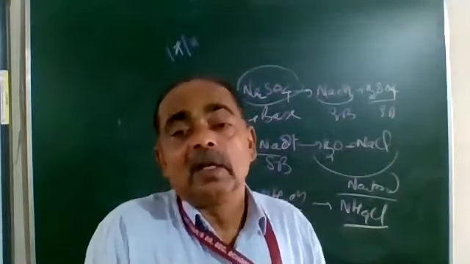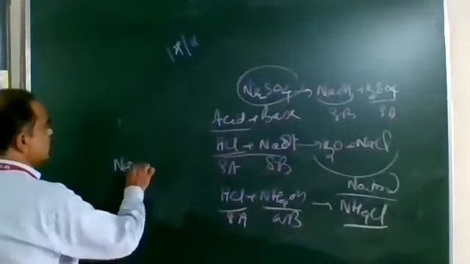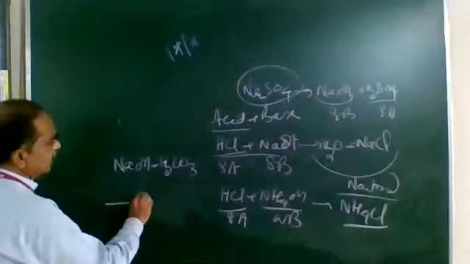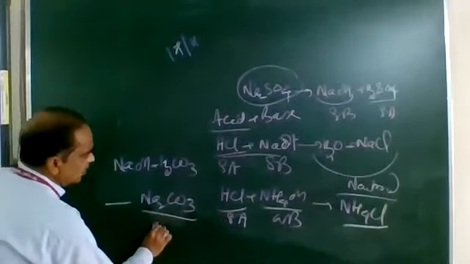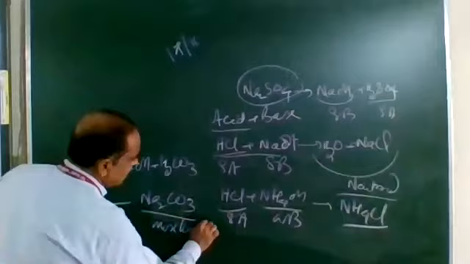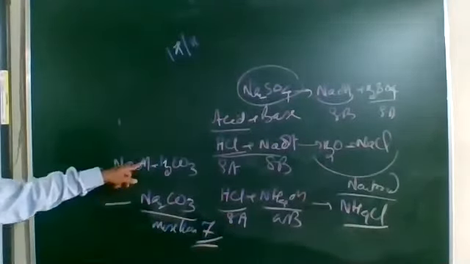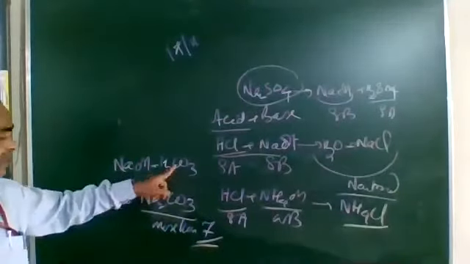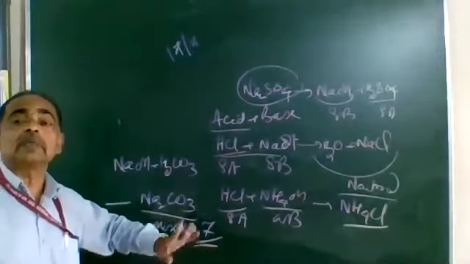Understood clearly? Now strong base and weak acid. So for example, NaOH is a strong base and H2CO3 is a weak acid. So you will be getting Na2CO3, washing soda or baking soda. So its pH will be more than 7, because it is from a strong base and a weak acid. Strong base is NaOH, H2CO3 is a weak acid. Therefore, the product's pH will be more than 7. More than 7 means basic.